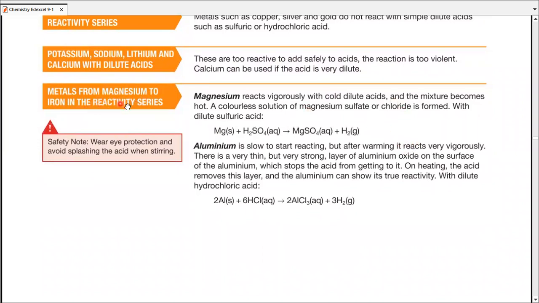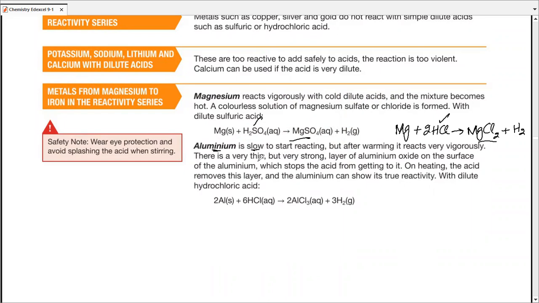So, metals from magnesium to iron in the reactivity series, let's go through that. Magnesium reacts vigorously. See, it forms a sulfate salt and hydrogen. If it was hydrochloric acid, it would form a chloride salt like this: Mg plus 2HCl gives us MgCl2 plus H2. So we have a chloride salt in the case of hydrochloric acid and a sulfate salt in the case of sulfuric acid. That's how the acid drives the kind of salt produced.